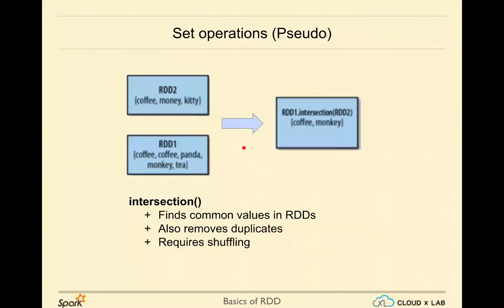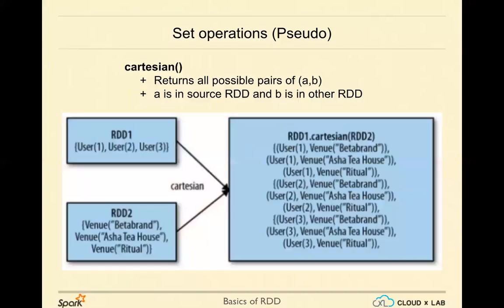All right, now we could also do intersection. So what does intersection do? Intersection does exactly what set intersection does. It finds the common values in the RDDs. It also removes the duplicates. So these are quite useful ones.